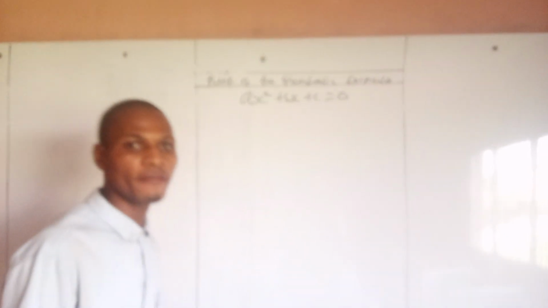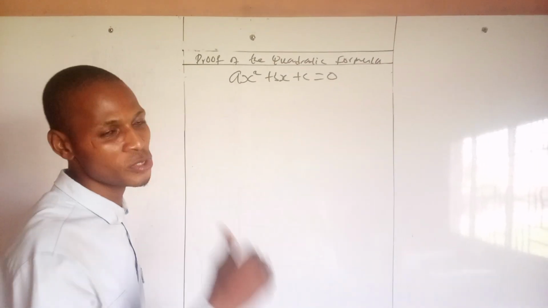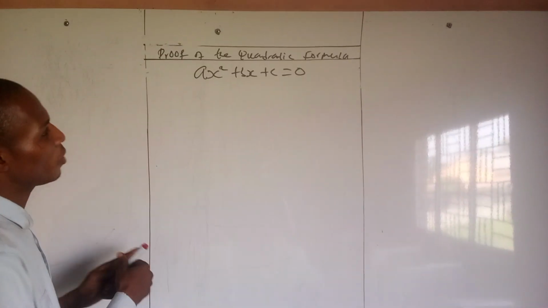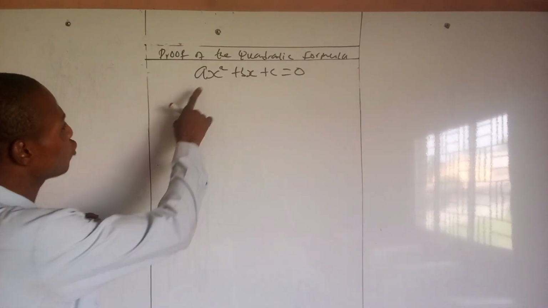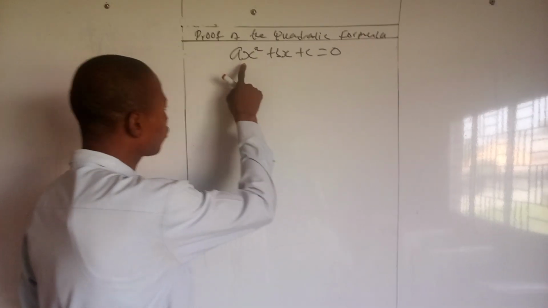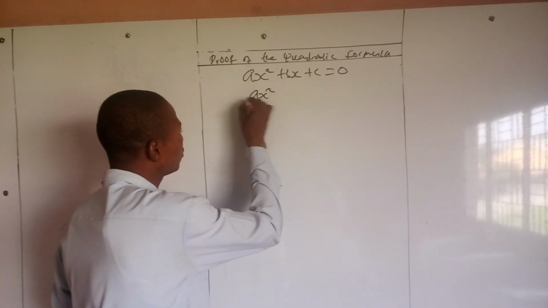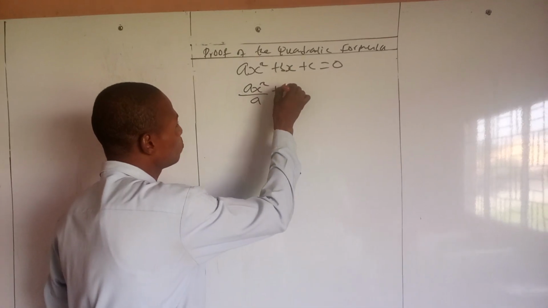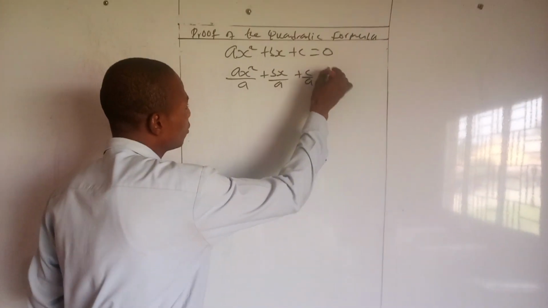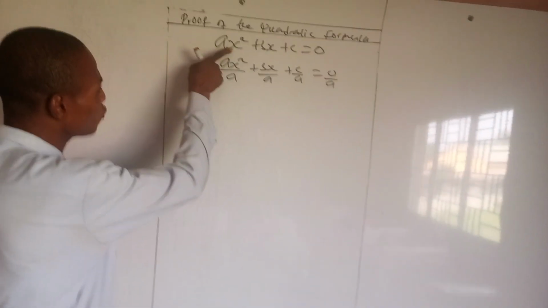If you have not watched my video on completing the square, please do that because that will help you understand what I'm going to do here. Since the coefficient of x squared here is not 1, you divide through by a. So you have ax squared divided by a plus bx divided by a plus c divided by a equals 0 divided by a, because you want to make the coefficient of x squared 1.